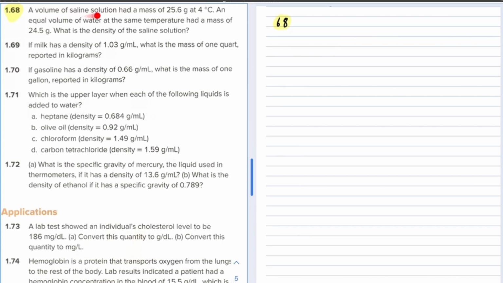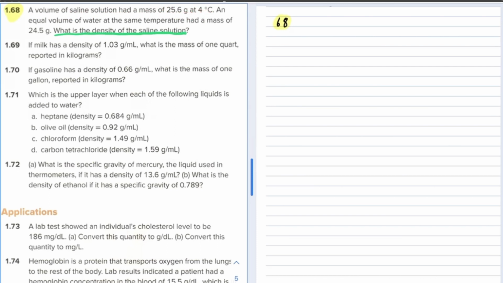So lots of information here. Make sure you read it all, and then also focus on what the question is. What is the density of the saline solution? We're talking about the saline solution. So the first sentence tells us about the saline solution. It's got a mass of 25.6 grams at 4 degrees Celsius.